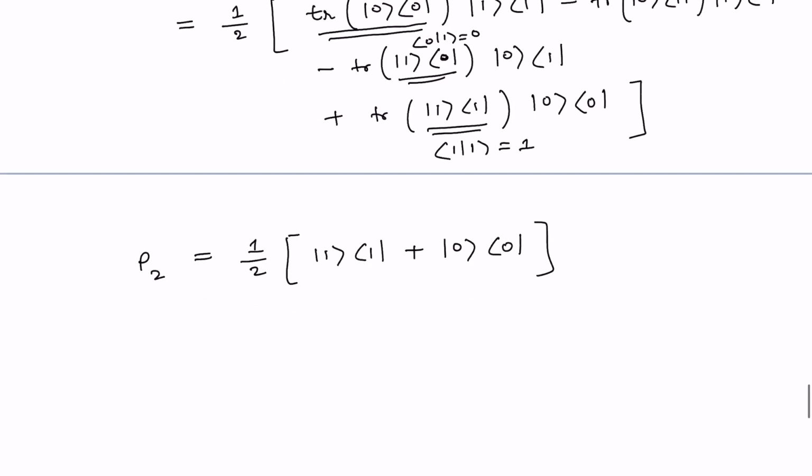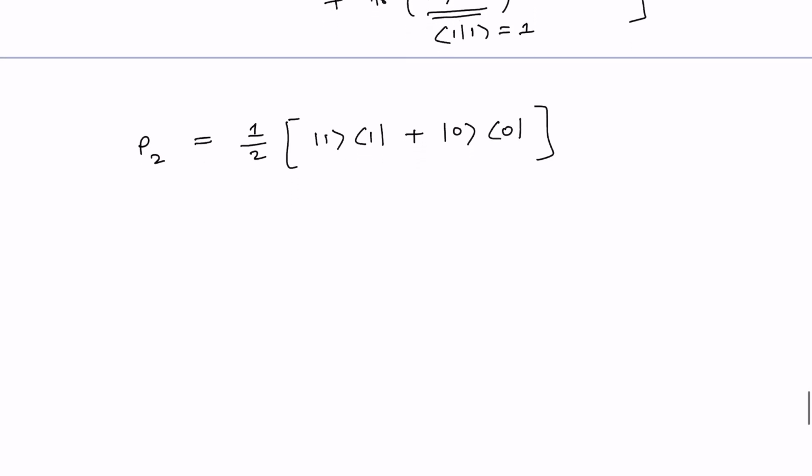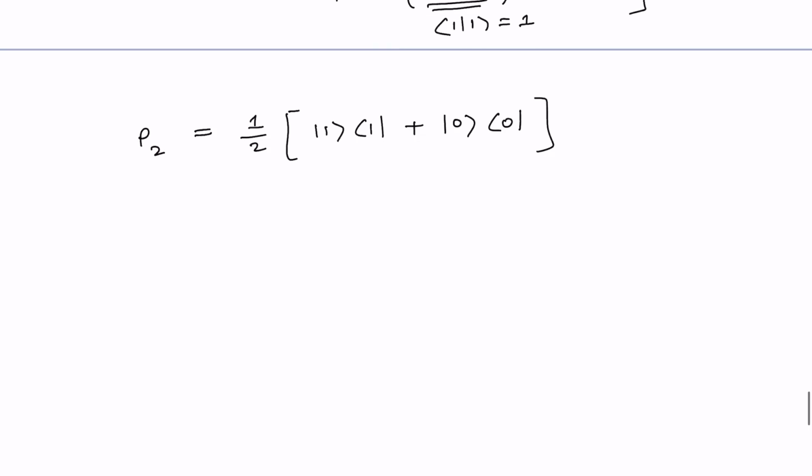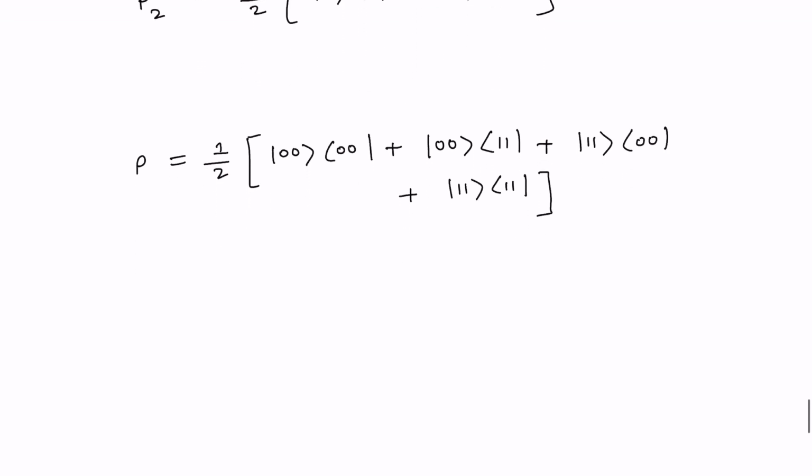Okay, now let me quickly tell you how to express the density operator in the matrix form for a composite system. You already know how to write the density matrix for a single system. So let me once again write the density operator for the composite system that we have considered previously. Say rho is equal to 1 half ket 00 bra 00 plus ket 00 bra 11 plus ket 11 bra 00 plus ket 11 bra 11. So this is a density operator for a composite system.